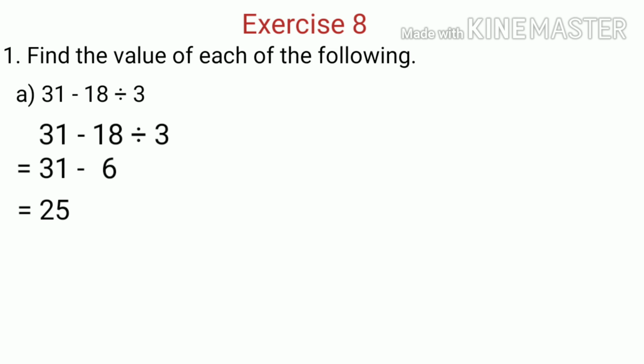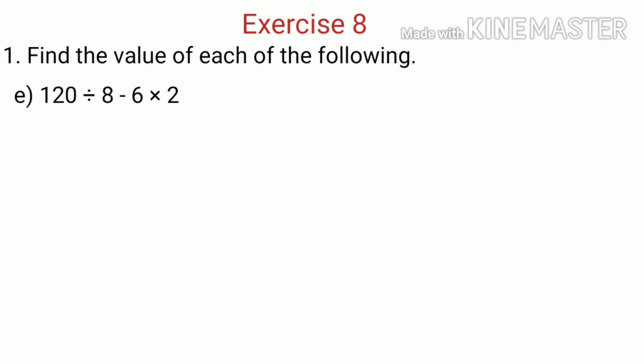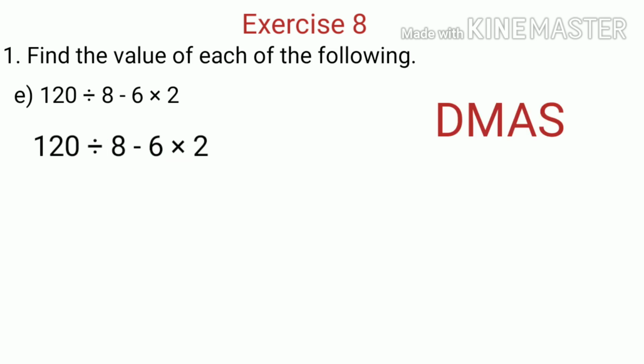Now let's solve question number E. 120 divided by 8 minus 6 into 2. This expression involves 3 different operations, that is division, subtraction, and multiplication. So using the DMAS rule here, we will first carry out division. That is, at first we will divide 120 by 8. When we divide 120 by 8, we will get 15.